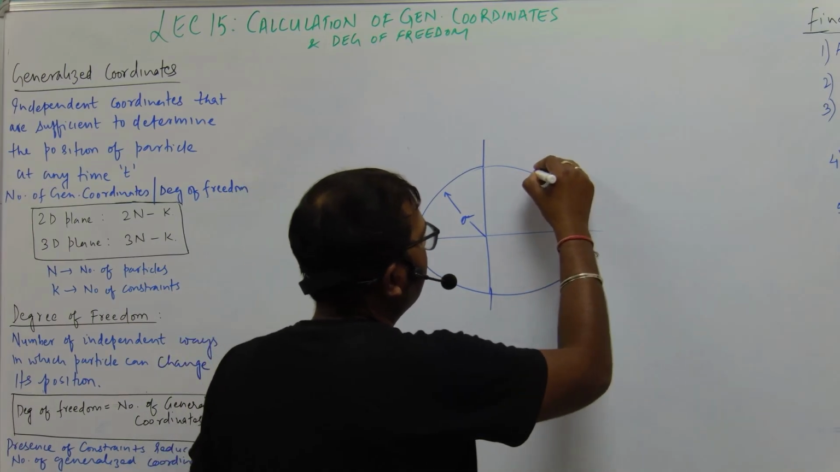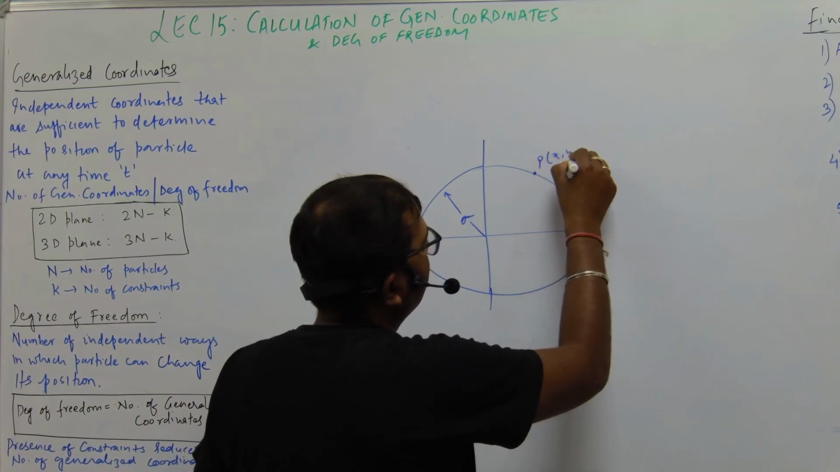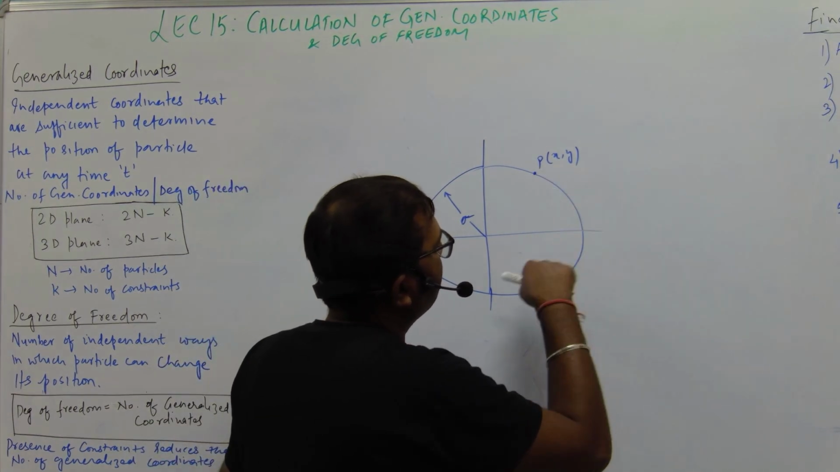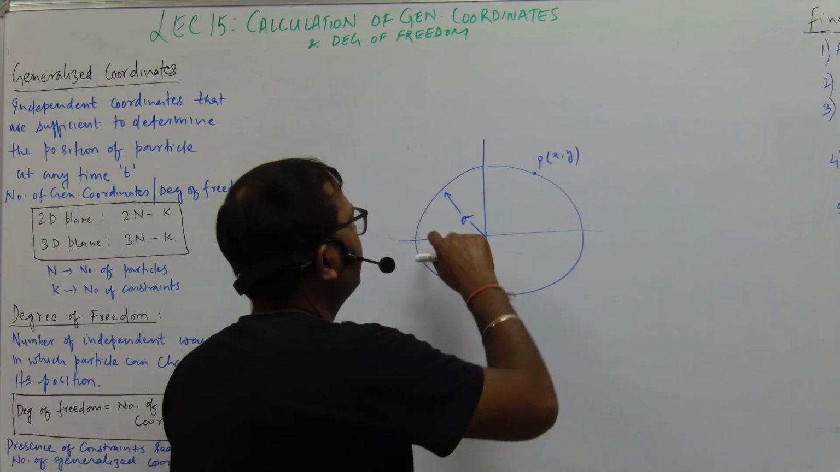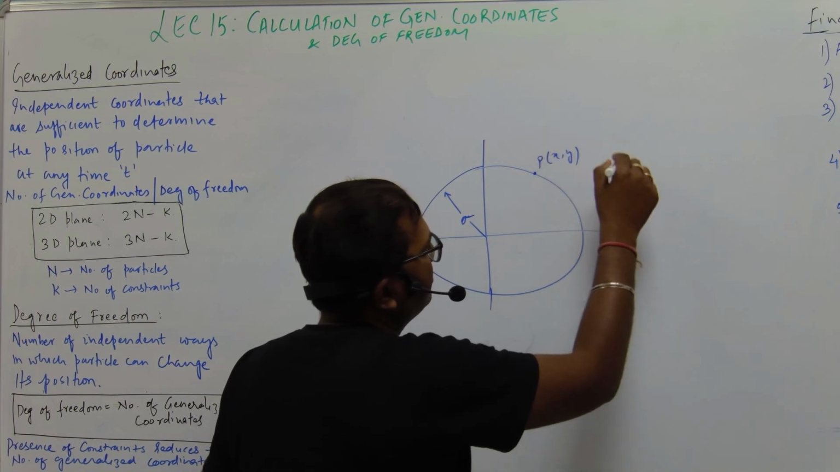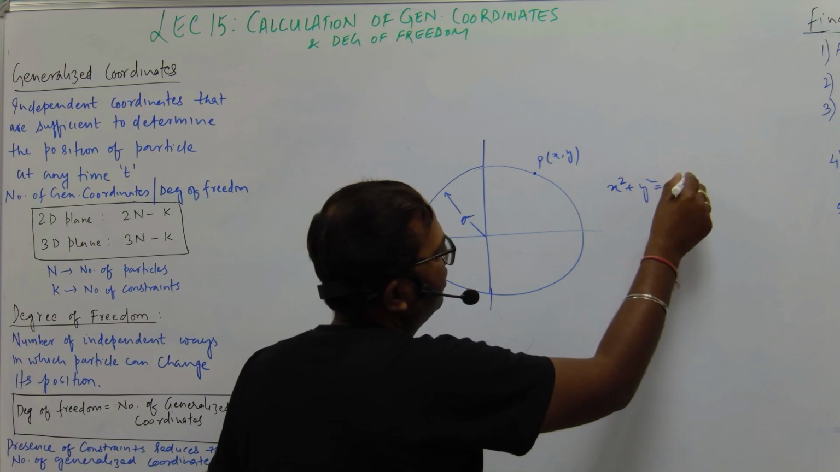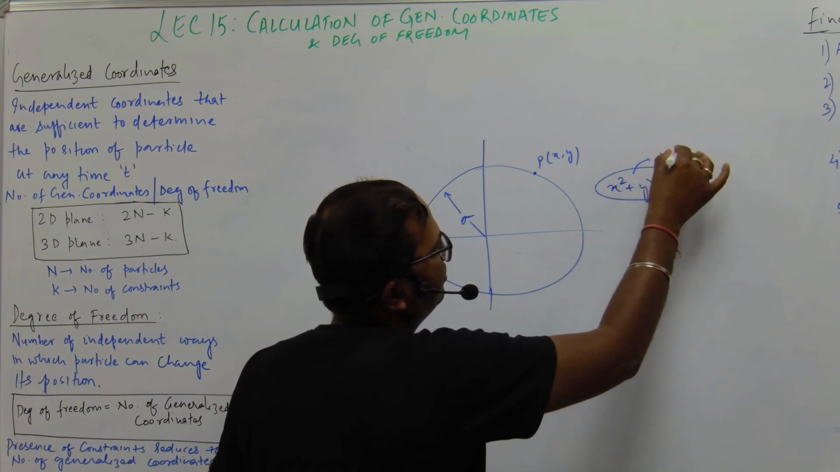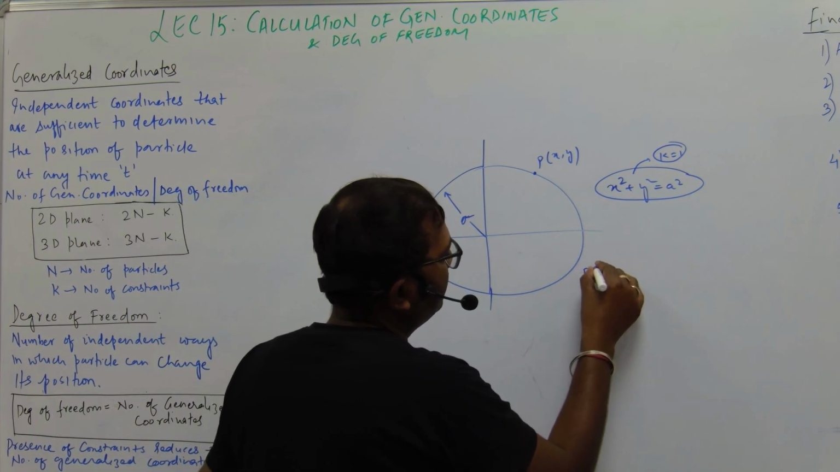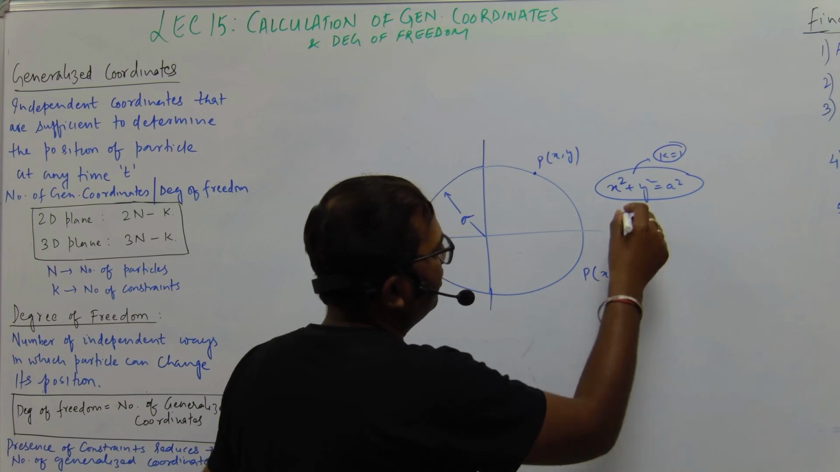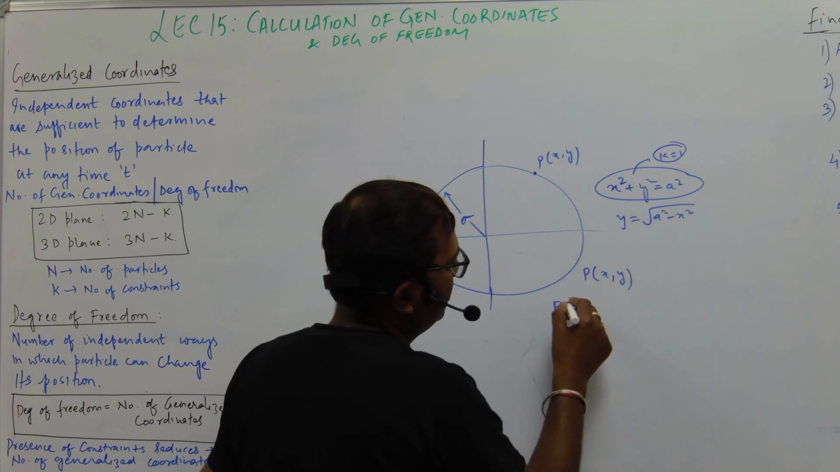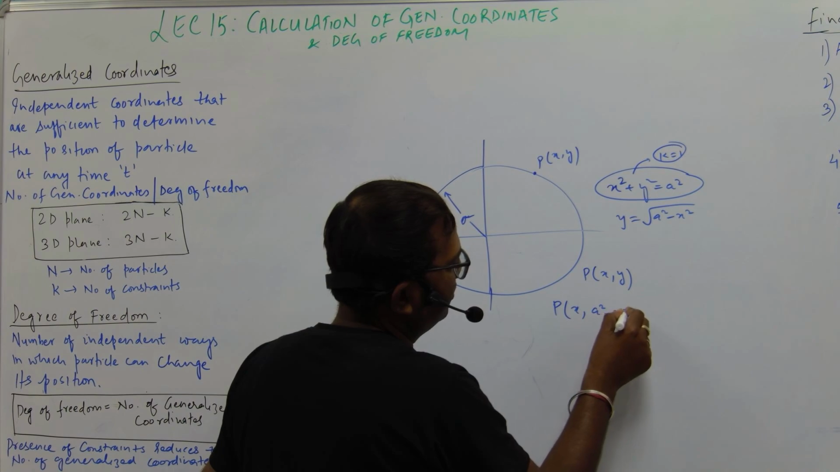So we have the coordinates of the particle as P(x, y). What is the constraint here? The position of the particle is restricted to move in this particular fashion, that is, on a circle. So the constraint on x and y is x square plus y square is equal to a square. So this is our constraint. So here k is equal to 1. We have the position of particle as P(x, y). How can we write y? So y is equal to plus or minus square root of a square minus x square. So we have the coordinates as P(x, square root of a square minus x square).